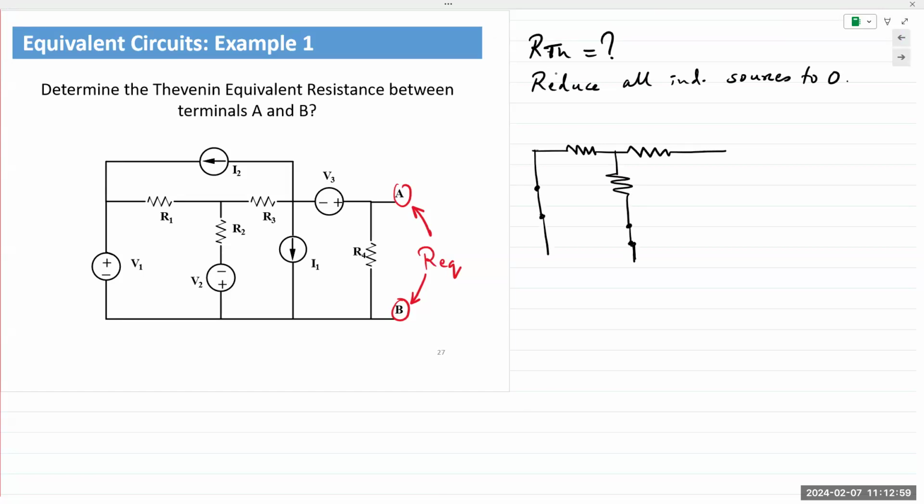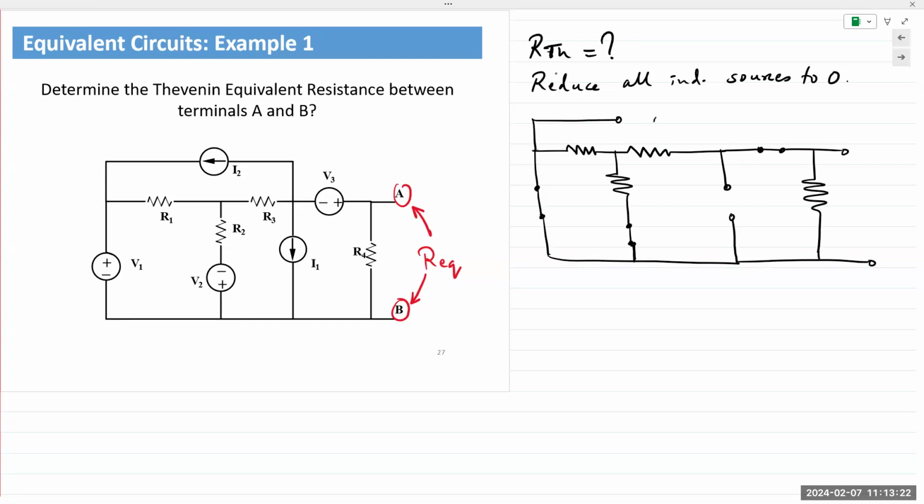Now I'm drawing this for explanation purposes. Students do not have to draw it this way. I'm showing the places where the sources were connected. But again, you do not have to draw it this way. This is I2, I1. Current sources are, of course, open. V1, V2, and V3 are shorted out. I have R1, R2, R3, and R4.